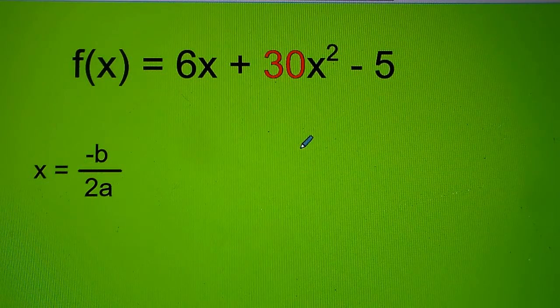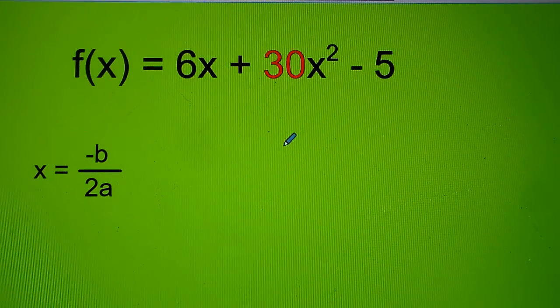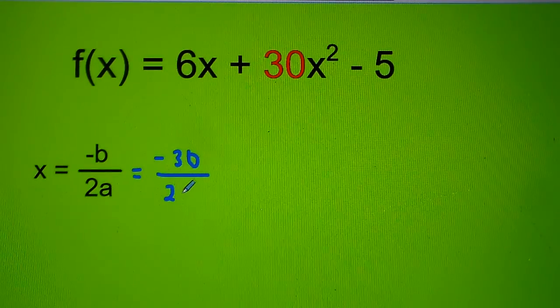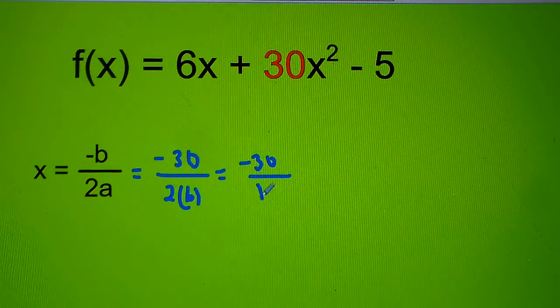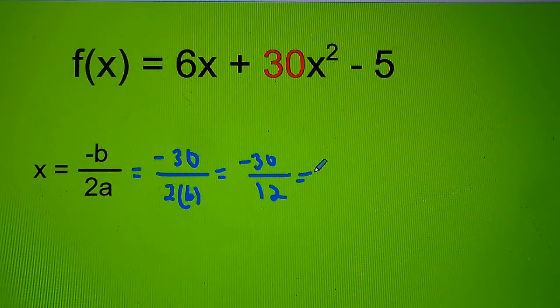Now let's see if you could do this one on your own. So first try it on your own before I do it. Hit the pause button for yourself, because I'm going to get going right now. Alright, so we have a minus 30. So a minus positive 30 over 2 times 6. Negative 30 over 12. That's going to simplify down quite a bit. Negative 30 divided by 12 gets us negative 2.5.